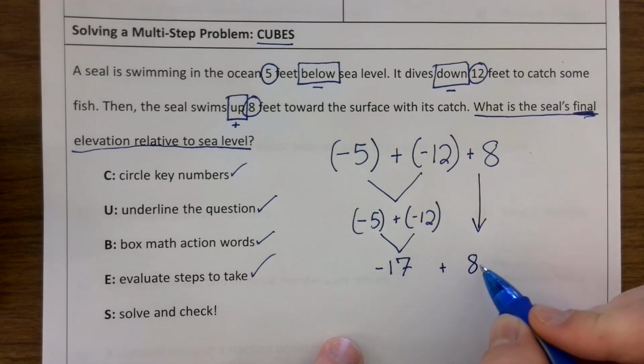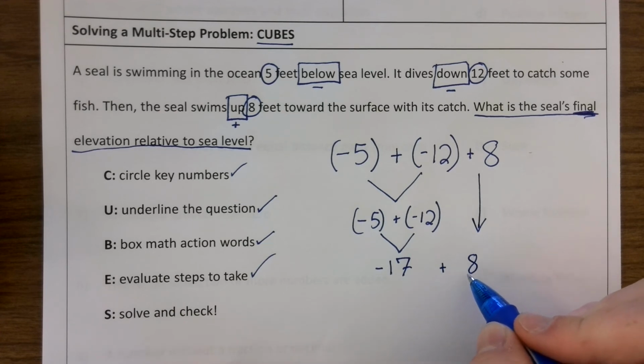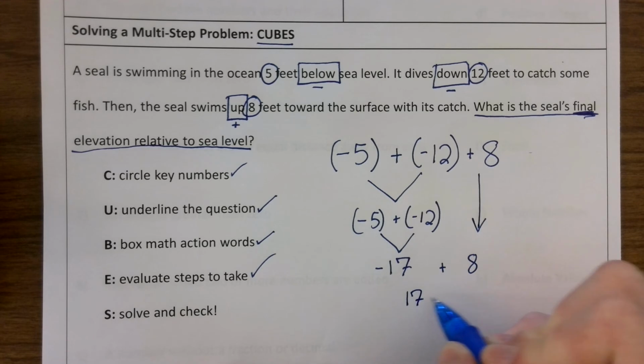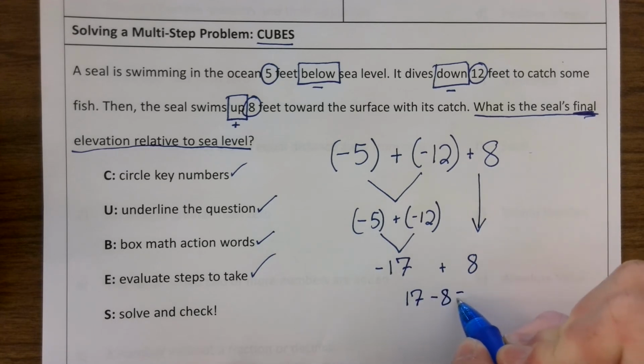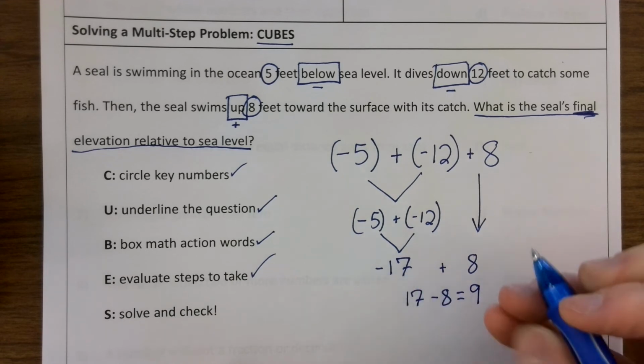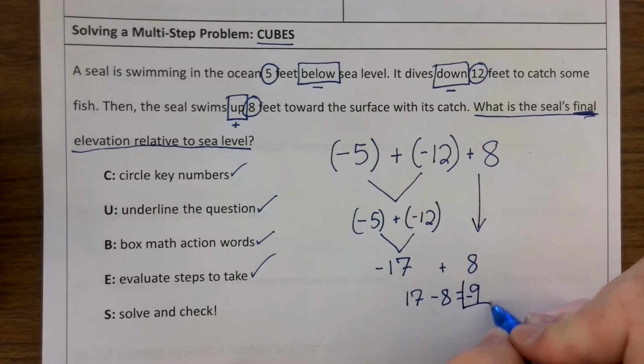Now we're adding different signs. Different signs we subtract and keep the sign of the bigger number. 17 is bigger than 8, so I'm going to go ahead and do 17 minus 8, which gives us 9. 17 is bigger and was negative, so our answer is negative 9.